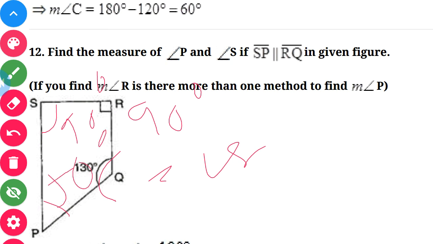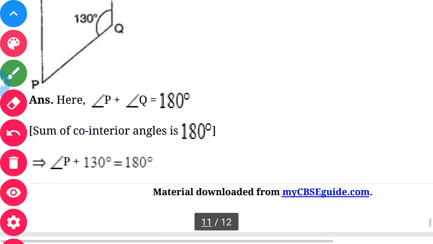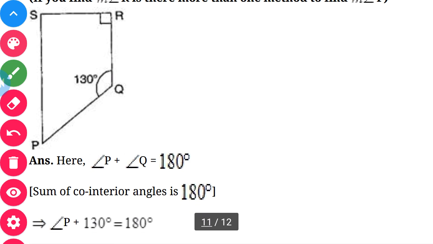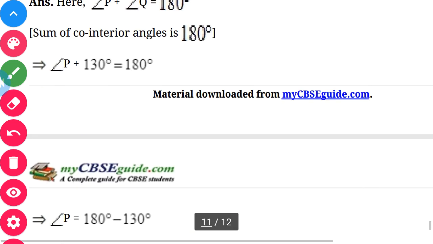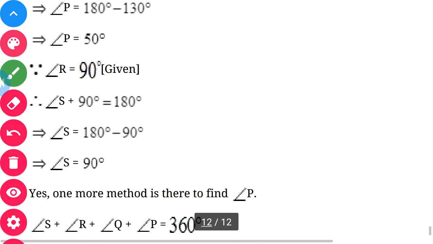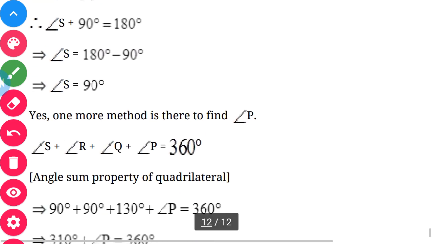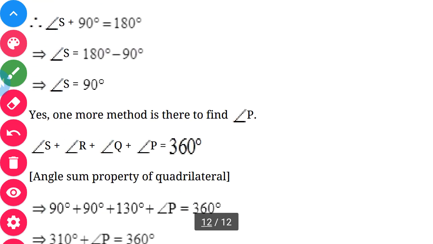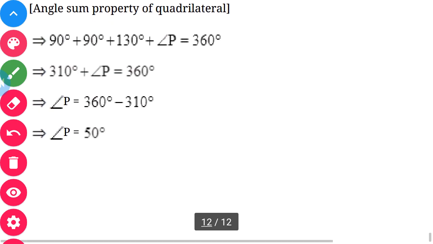This is how you're going to find it with the properties. Okay. So this is how we are going to solve. See, P and Q is 180 degrees. So angle P becomes what? 180 minus 130, which will give you 50 degrees. Same thing, angle S and R, when we add the two adjacent angles, it should be 180 degrees. So angle S becomes 90 degrees. Yes, one more method is also there, that is nothing but your angle sum property. By that also you can find it easily.